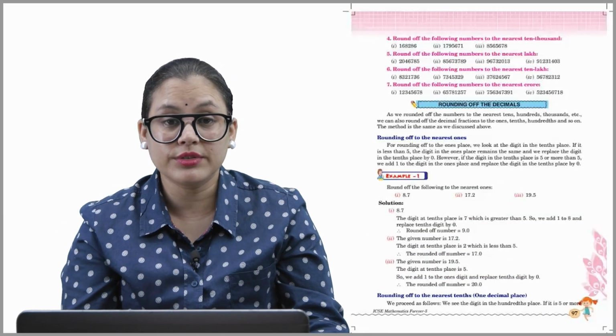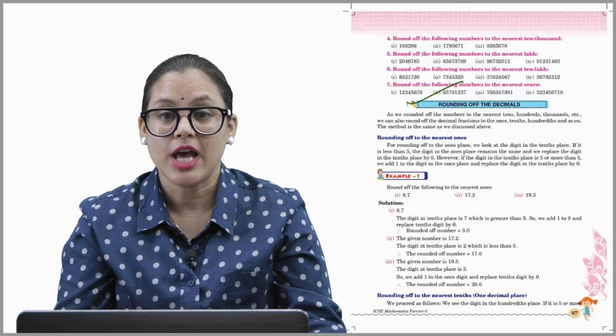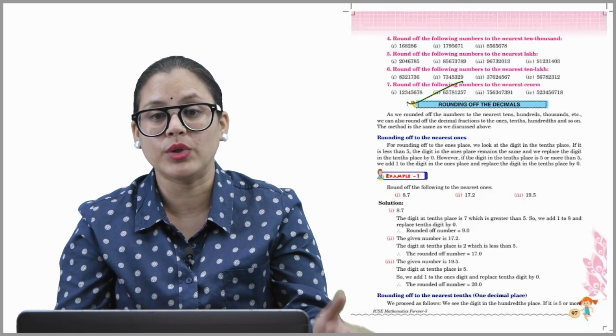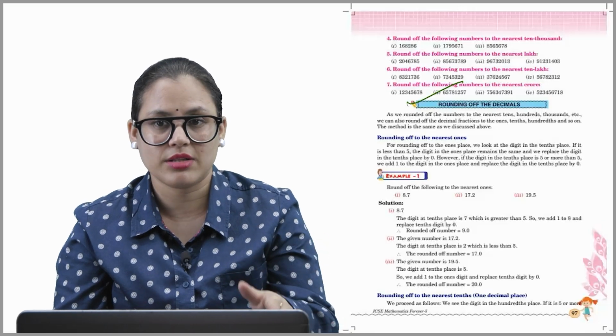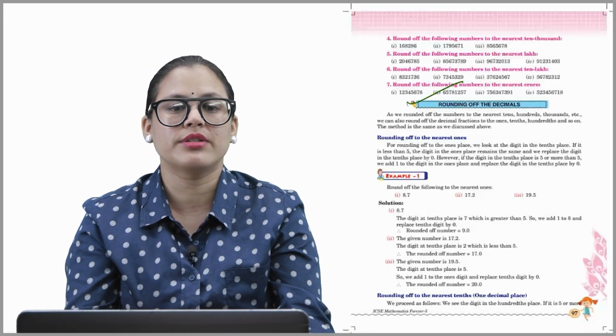Now rounding off the decimals. As we rounded off the numbers to the nearest tens, hundreds, thousand, etc., we can also round off the decimal fractions to the ones, tenth, hundredth, and so on. The method is the same as we discussed above. Rounding off to the nearest ones.